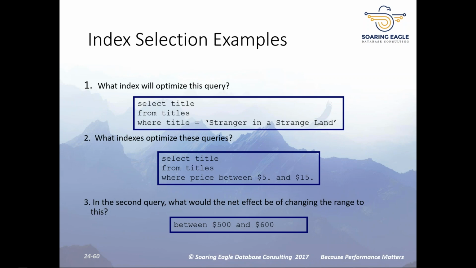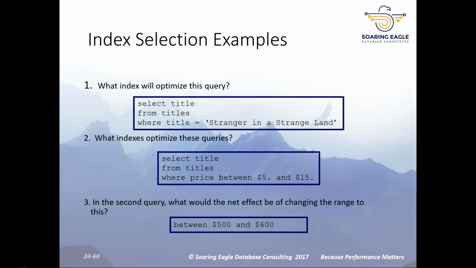I would consider a clustered index on title, because I'm frequently doing lookups by title. I would also consider a non-clustered index because I've got index covering working for me, and that might be the fastest way to get the data back.